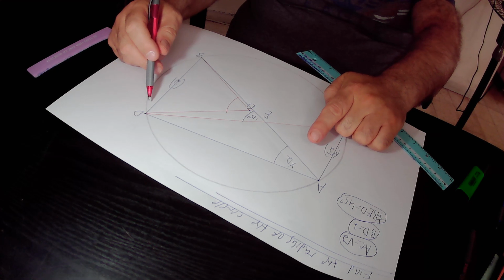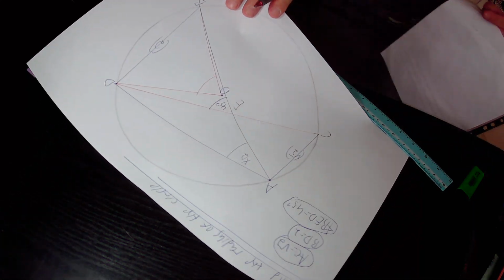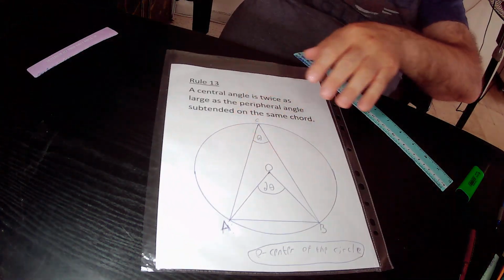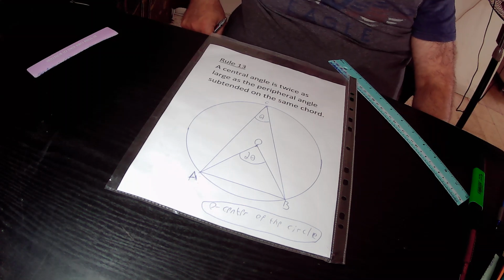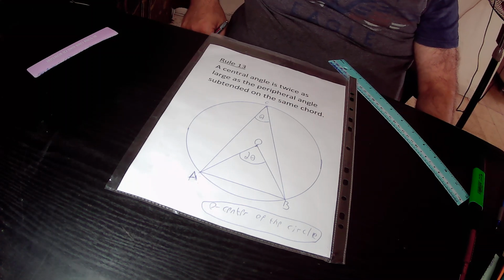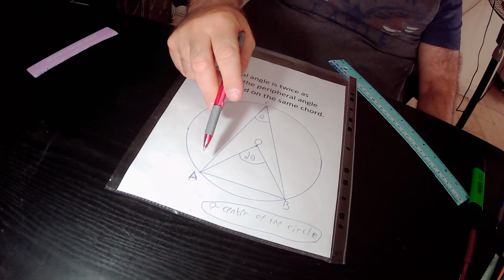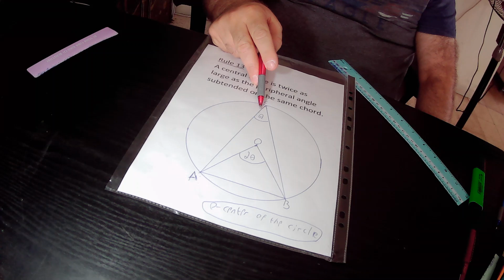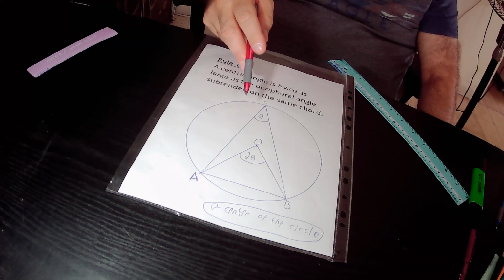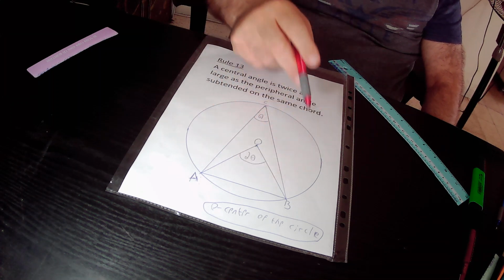Okay, now we can implement rule 13 in our drawing. I'll repeat quickly on rule 13. According to rule 13, a central angle is twice as large as the peripheral angle subtended on the same chord. So in the drawing we have a circle. Inside this circle we have peripheral angle ACB. The size of this peripheral angle ACB is theta, and it is subtended on chord AB.